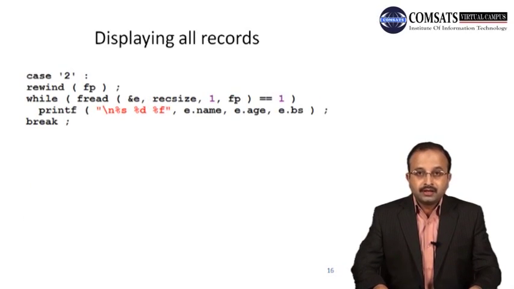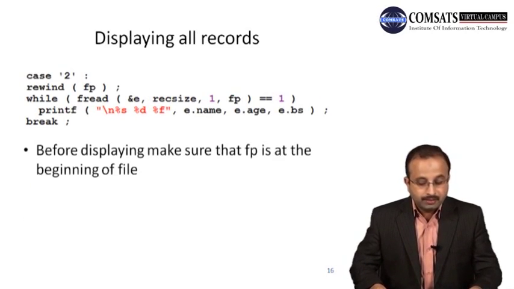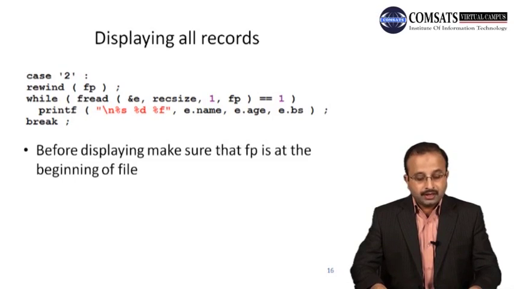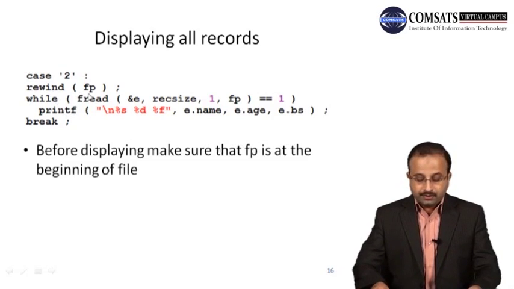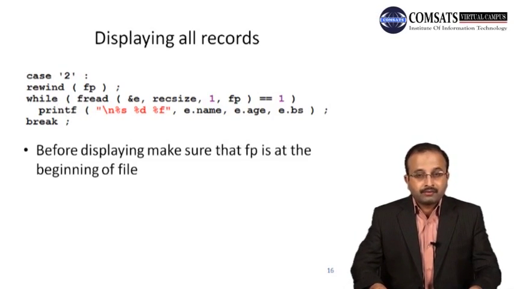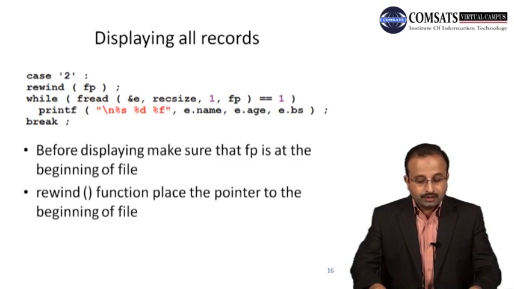So display is very simple, and before displaying, make sure that the file pointer is at the beginning of the file. So we have a rewind function, we pass it the file pointer, and what the rewind function will do, it rewinds the file pointer, and the file pointer points to the beginning of the file. That is, the rewind function places the pointer at the beginning of the file.